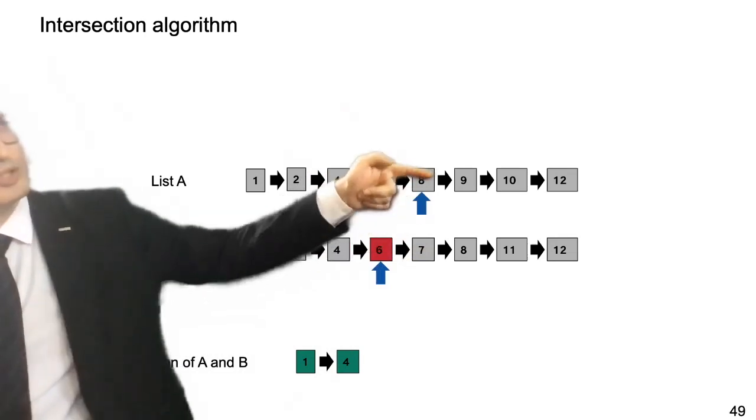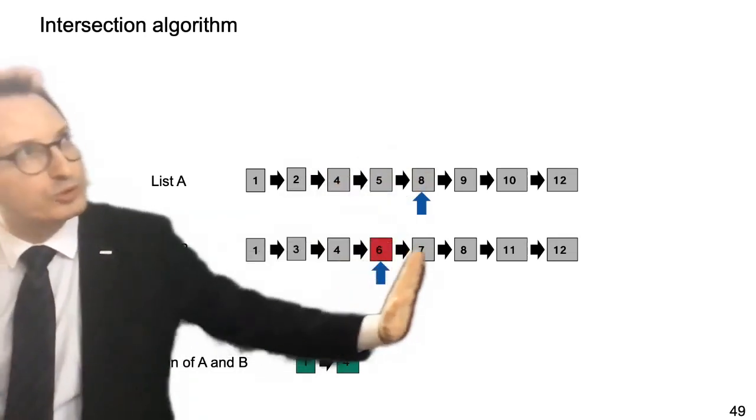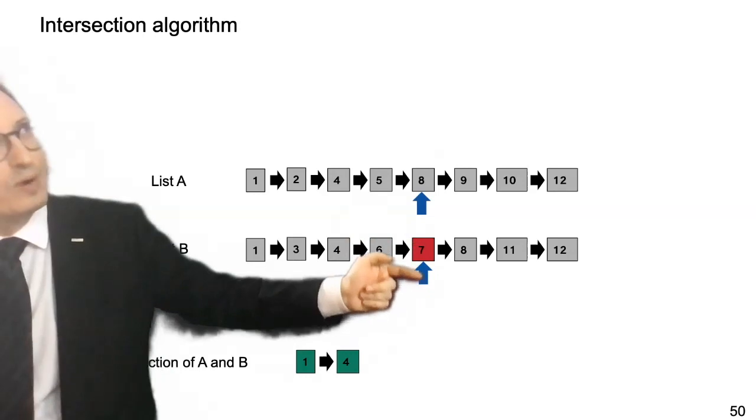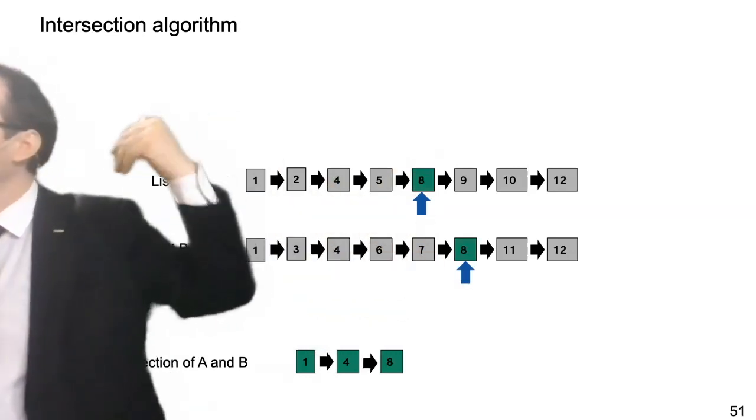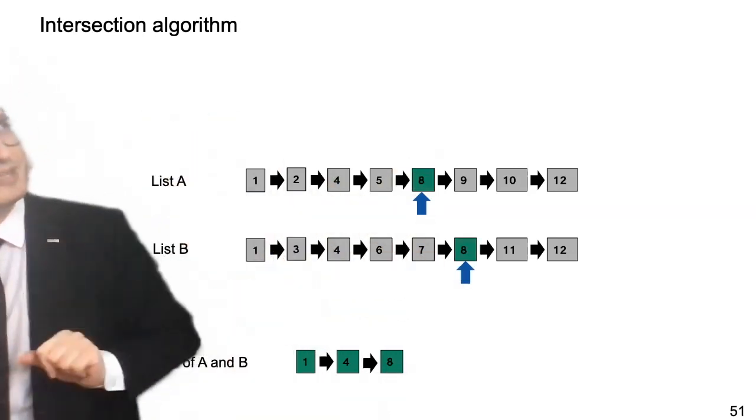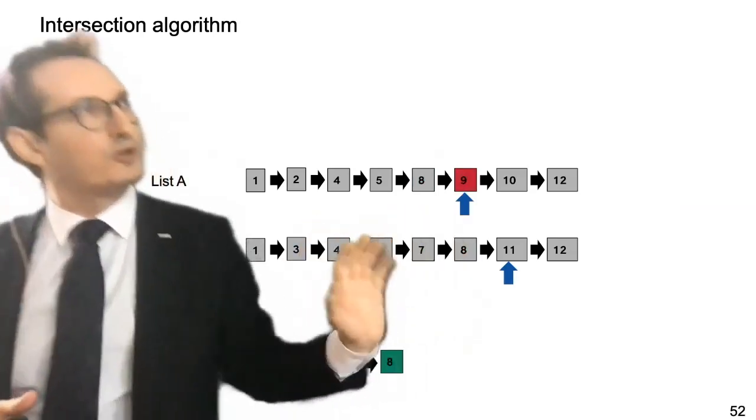No, that's 5. I push. Is it the same? 8, 6? No. So I push the smaller one, 6. Is it the same? No. 8, 7. I push again. Is it the same? Yes. So I have an 8 here. Then I move both pointers to the right.